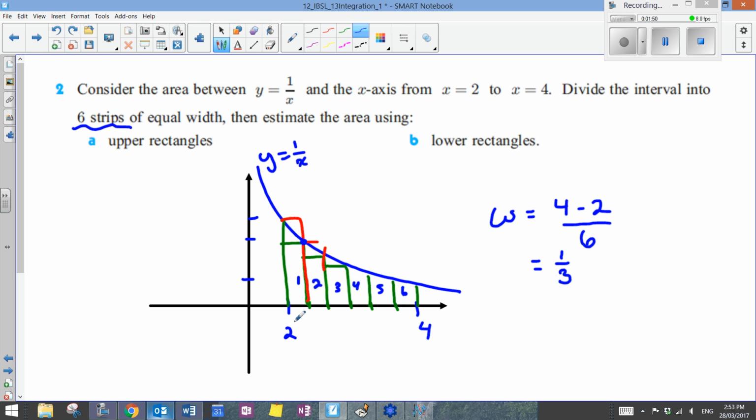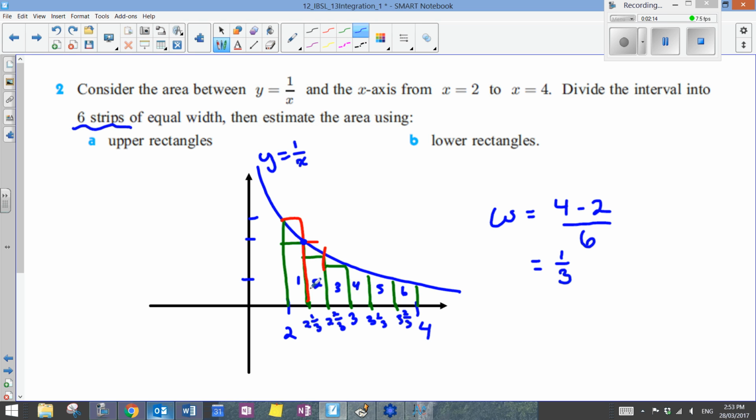So if we wanted to label our x-axis, we would have to add 1/3 every time. If we start at 2, the next x value would be 2 1/3, then 2 2/3. 2 3/3 would just be 3, and then we have 3 1/3, and 3 2/3, and then 3 3/3 would be 4. So those are our 6 separate divisions.